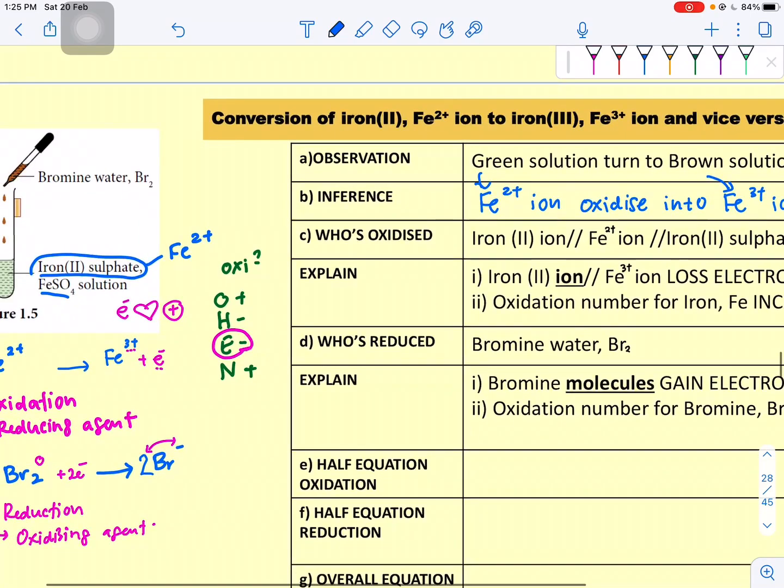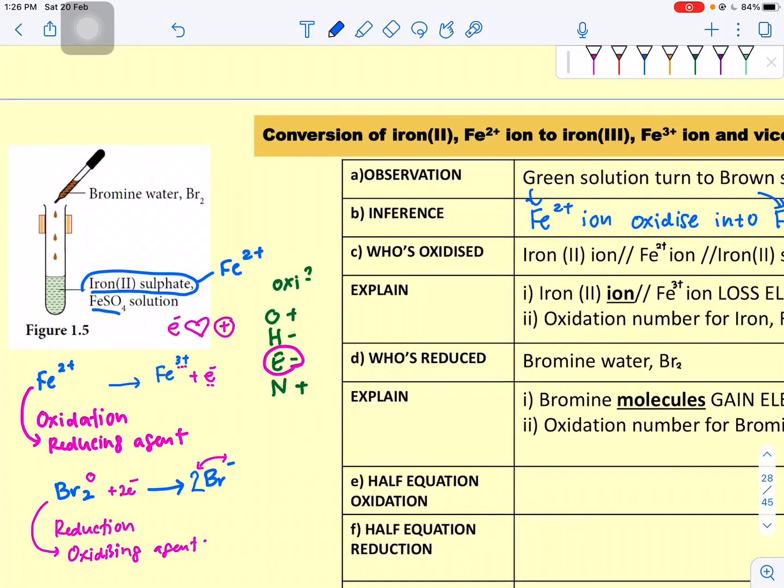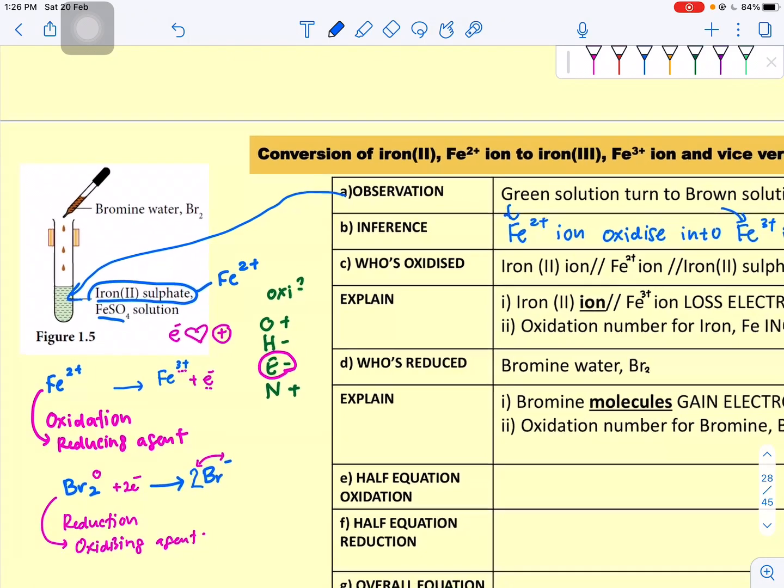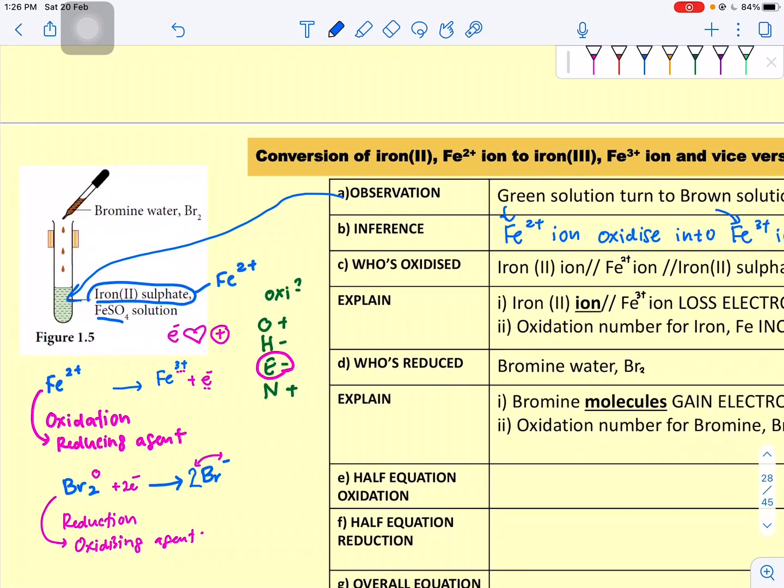Okay, where do we see these changes? We only focus the observation inside the test tube. So before and after. Before means before the reaction starts. Before the reaction starts, in the test tube we have iron 2 sulfate only, so its color is green. When bromine is added, bromine is indeed brown, but the brown is not because of bromine. The brown is because iron 2 has already turned into iron 3. That is how we write the observation. Who is oxidized? I already wrote here who is oxidized.